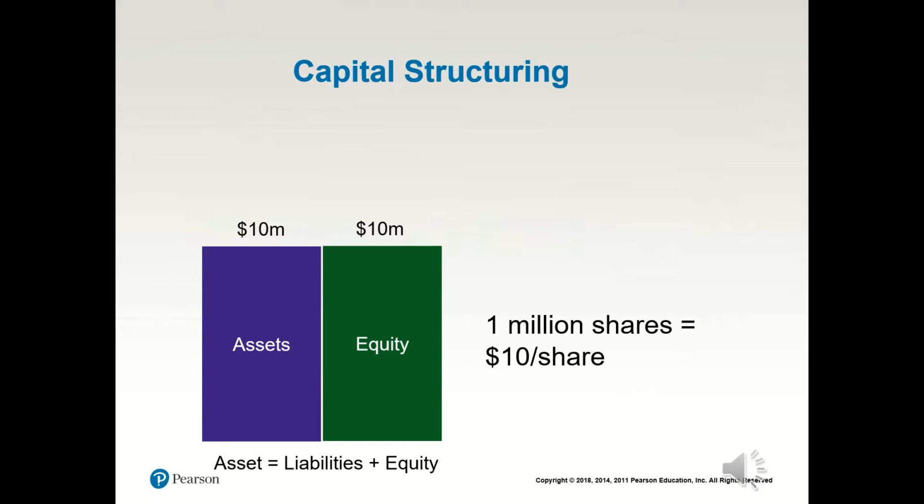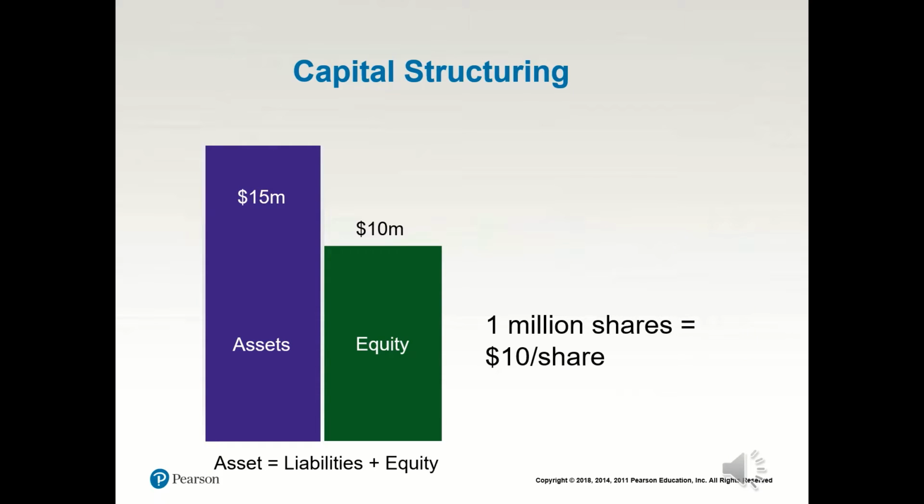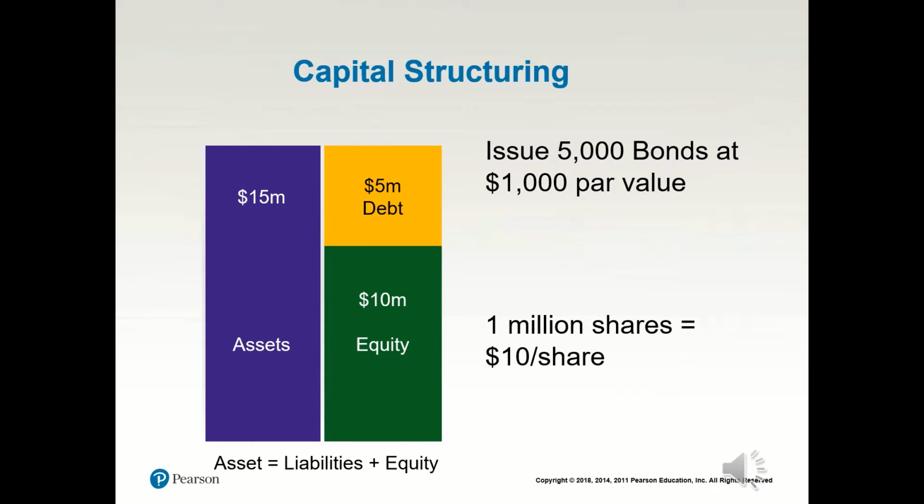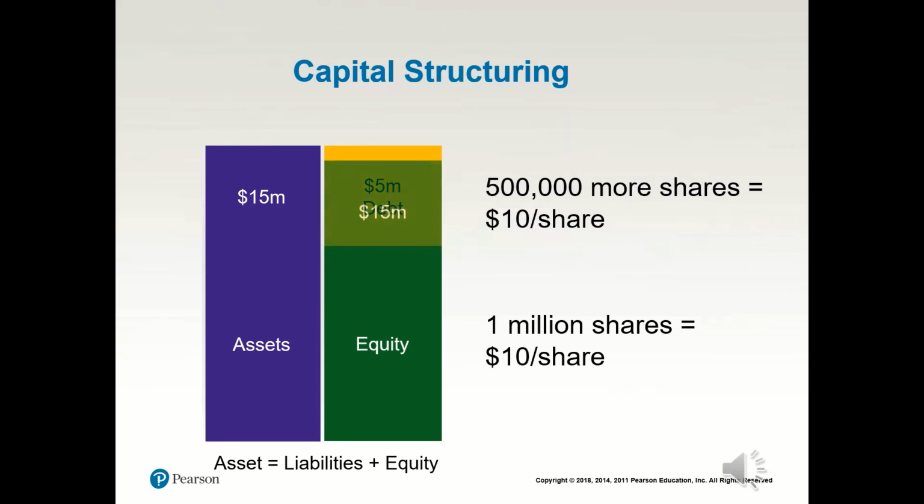Let's review our capital structuring scenario from the last class. We talked about a business that had $10 million in assets and also $10 million in equity. They wanted to expand their company and needed $5 million to do that. That would take us up to $15 million in assets. We need to cover that amount in some way. Last class we talked about covering that amount through borrowing, issuing 5,000 bonds at $1,000 each. Today we're going to talk about how they could expand their business by issuing additional stock.